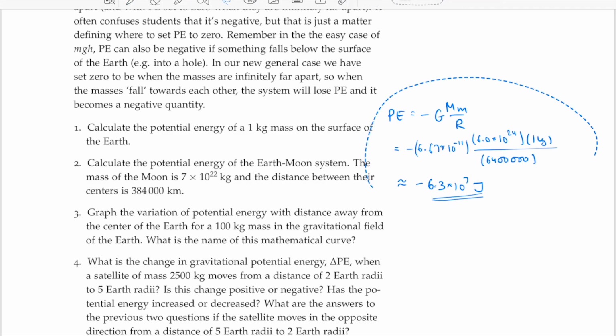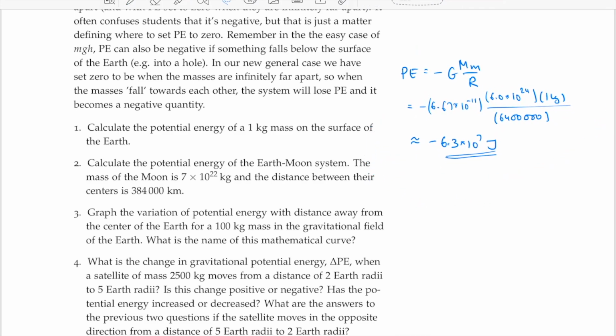Okay, now let's calculate the potential energy of the Earth-Moon system. That is another direct application of the formula. But now we don't have a 1 kg mass at the surface. Now we have the moon a long distance away. It's again just minus GMm over r. Have to plug in the numbers correctly.